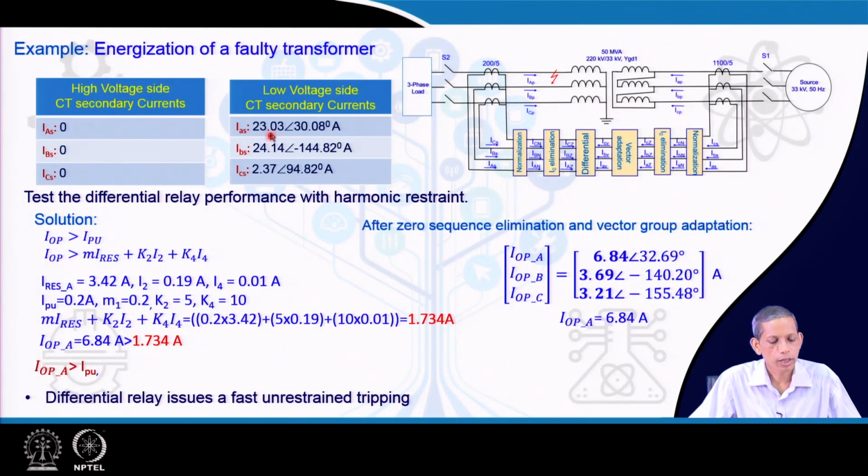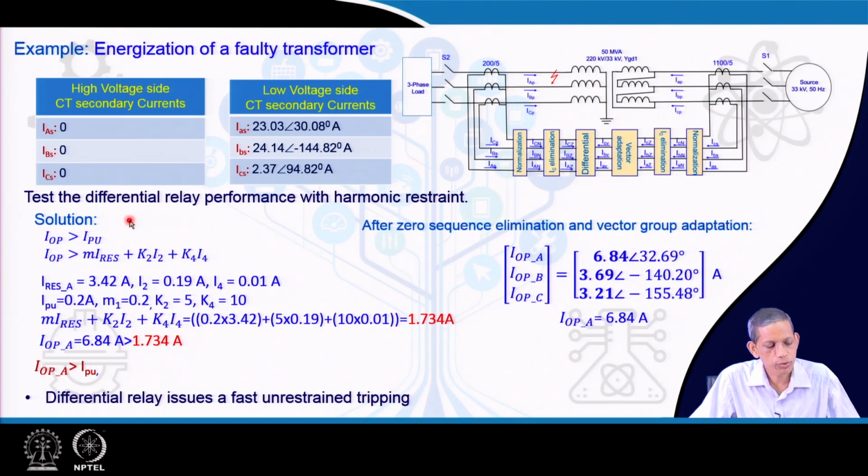Now, in this case, because there is no current on the load side, all currents are 0 on the high voltage side. But on the low voltage side, the currents IA and IB are pretty high, as we have already noticed in our earlier lecture, because this phase is involved in this case.